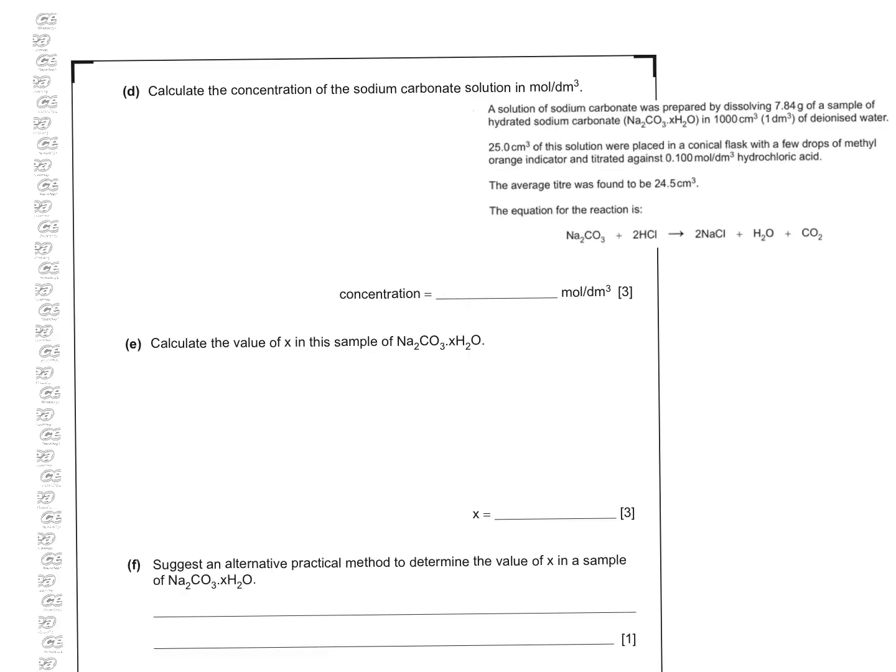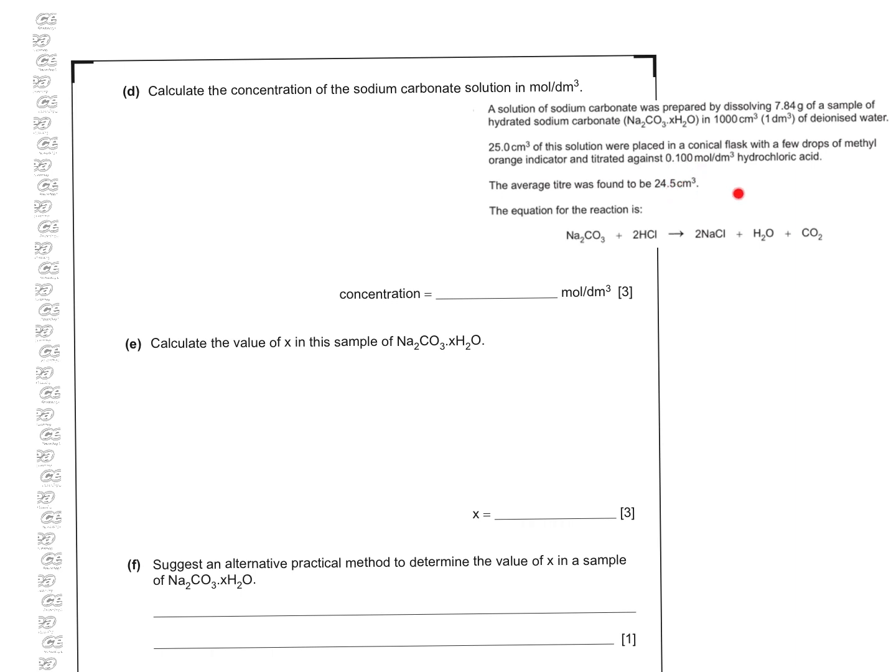On to D, calculate the concentration of the sodium carbonate solution. So the information is shown here over to the right. And we need to start with the reactant that has two values already attached to it. So you can see here that the concentration of the acid was 0.1 and the volume of the acid was 24.5. So here we've got our two values.